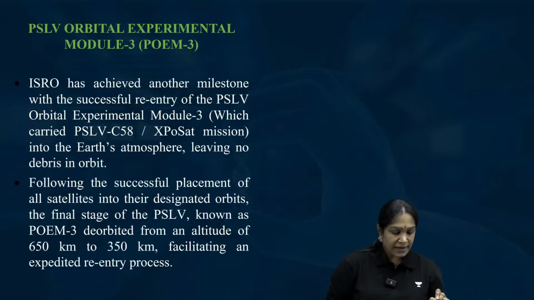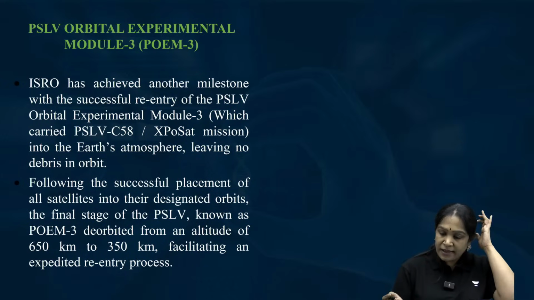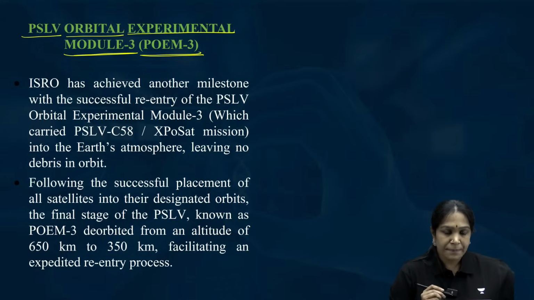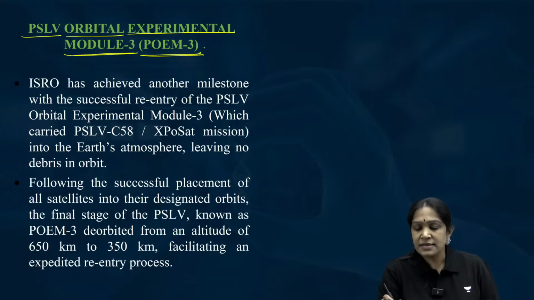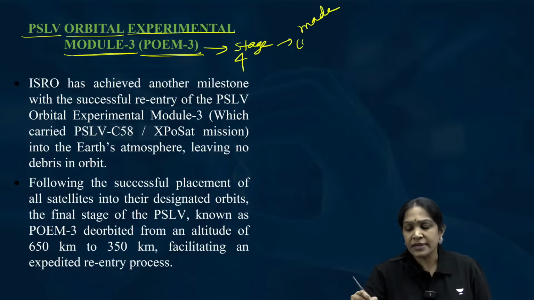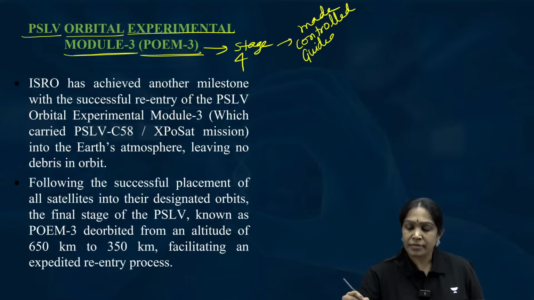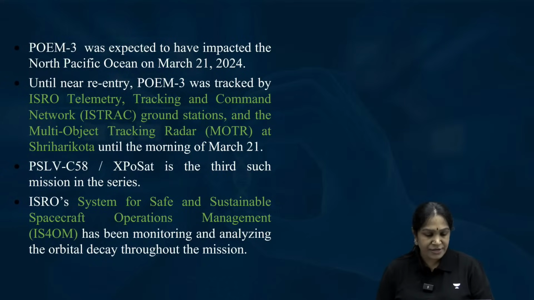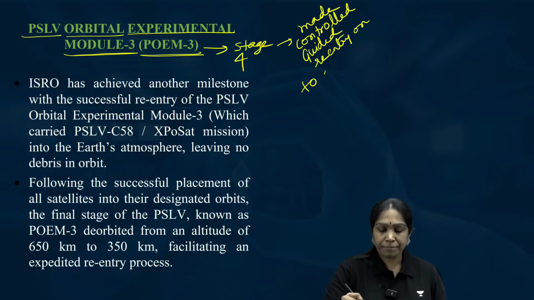Now, what is this? We are discussing POEM 3, the PSLV Orbital Experimental Module number 3. What is POEM 3? This is the stage 4, which is made to undergo a controlled or guided re-entry onto the Pacific Ocean. Is it clear? It is made a controlled re-entry onto the Pacific Ocean.